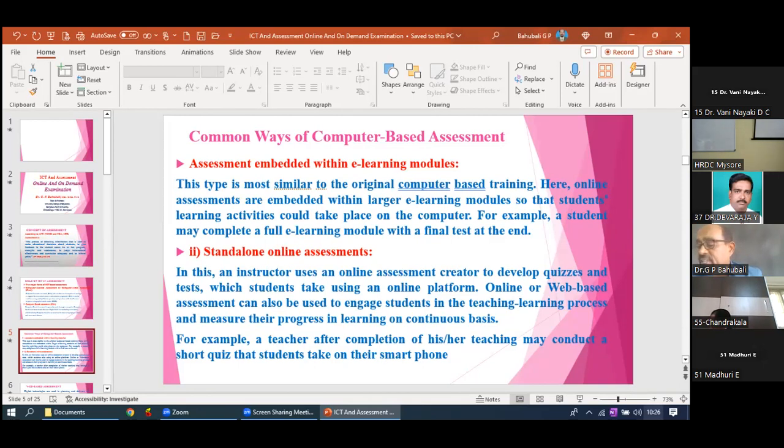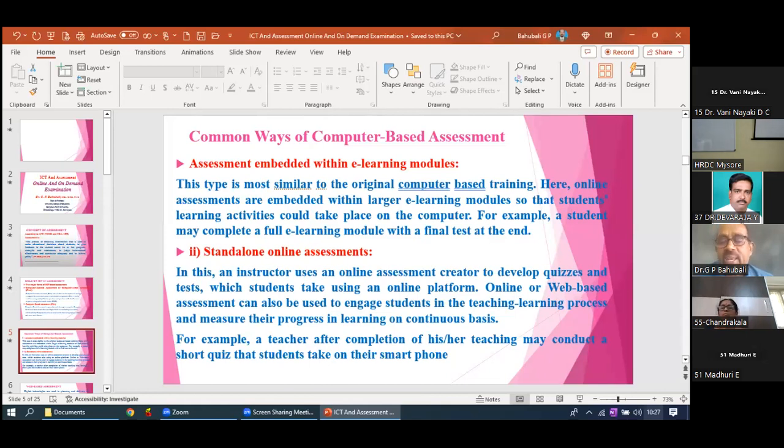The second one is called stand-alone online assessment. The instructor uses an online assessment creator to develop quizzes and tests, which students take using an online platform, for example a Google platform or some other way. Online or web-based assessment can also be used to engage students in teaching and learning and measure their progress on a continuous basis. This is one type of stand-alone online assessment.